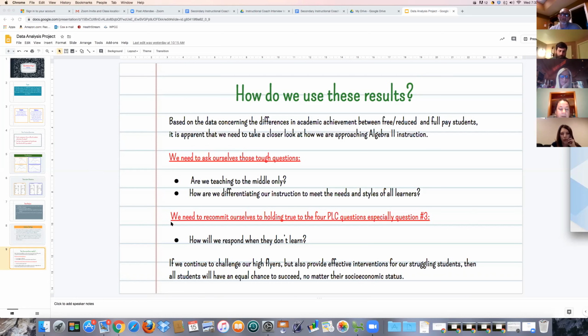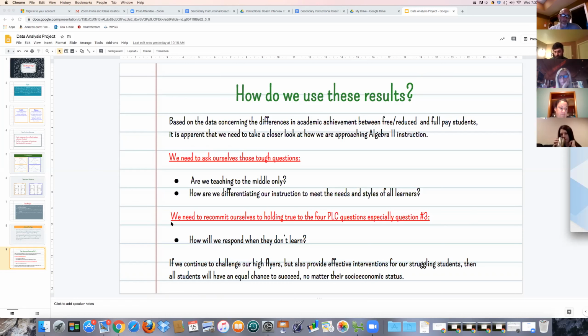And I was glad to hear Bo mention the PLC questions, because my last part kind of centered around that too. I just said that we need to recommit ourselves to holding true to the 4 questions, but especially question number 3. So how will we respond when they don't learn? It's obvious that our free and reduced kids are really struggling in Algebra 2. So we need to figure out what we're going to do, because if they're not achieving, so what do we do?